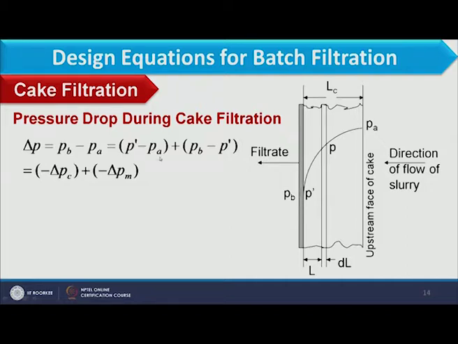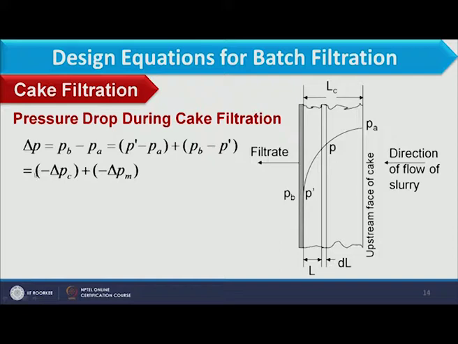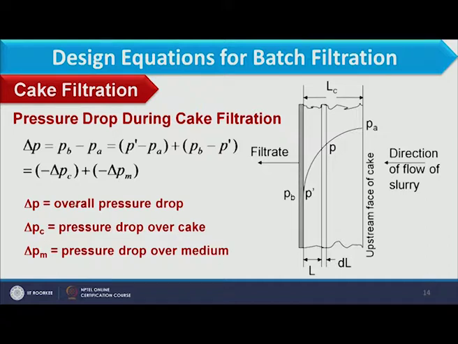So, P dash minus PA can be represented as minus delta PC. Why do we have the negative sign? Because we have considered final minus initial. So, final pressure is lesser than the initial, so minus sign will appear over here, and similarly we have minus sign in media. So, here we have defined the different pressure drops, that is delta P overall pressure drop in the system, delta PC pressure drop over the cake, and delta PM pressure drop across the media.